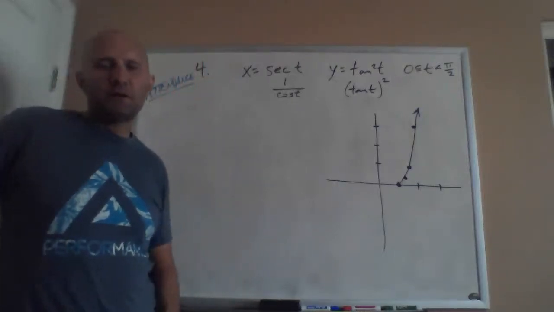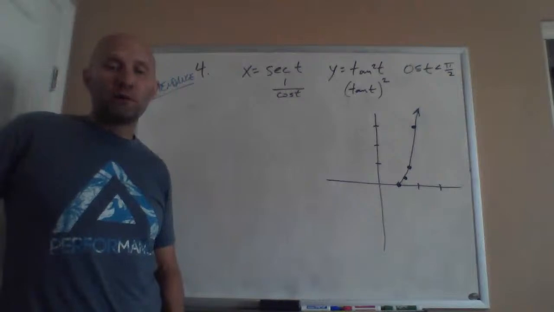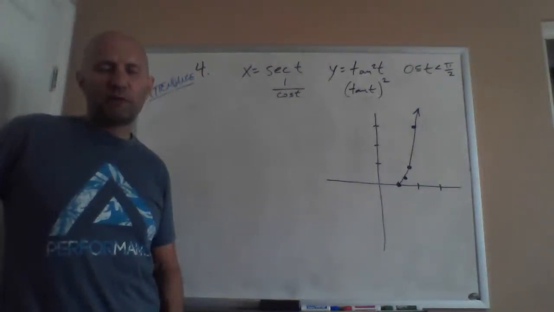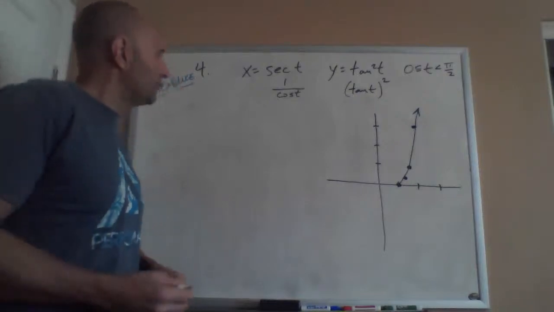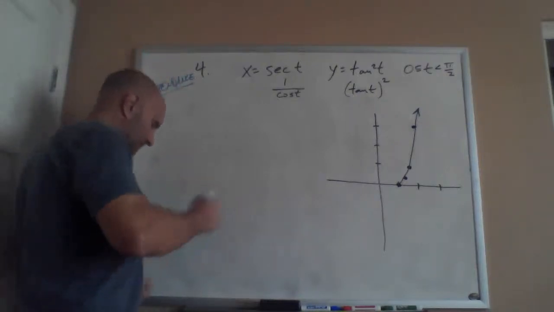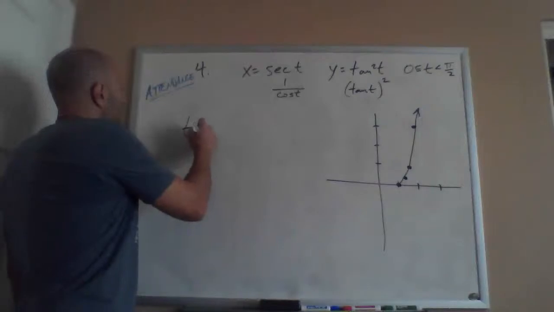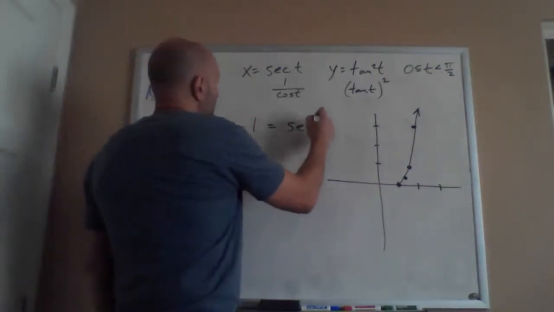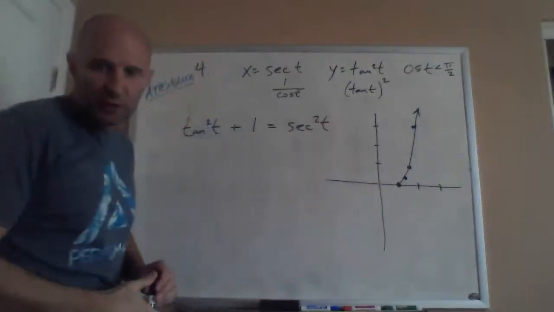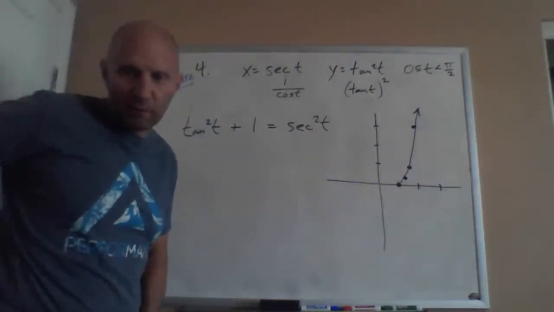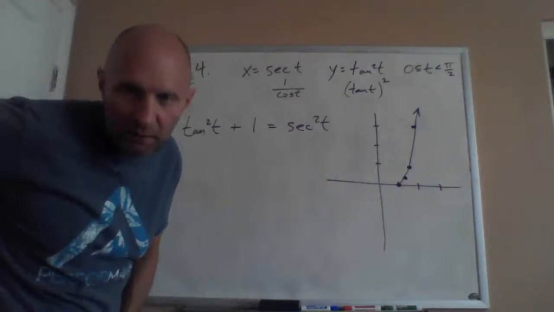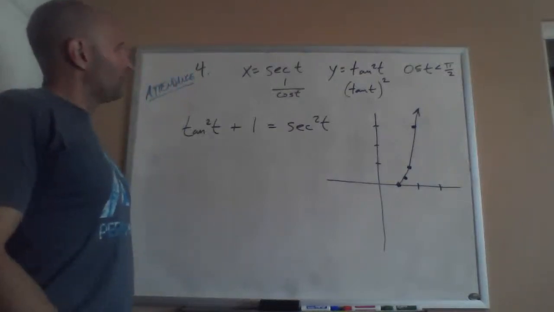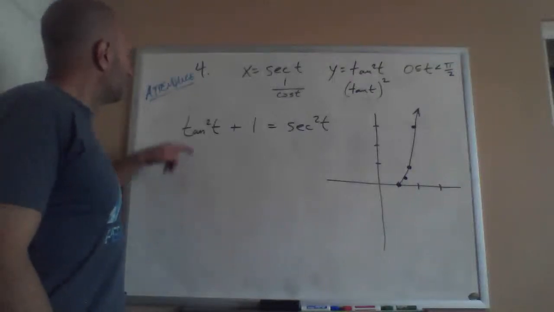Yep. So Stephanie has it right. It's not our holy grail, but it's close, right? I think it was the second one that we had, one of our Pythagorean identities, and that's tangent squared of t plus 1 equals secant squared of t. Does everybody remember that? Yep, good. So it looks like you guys remember that.